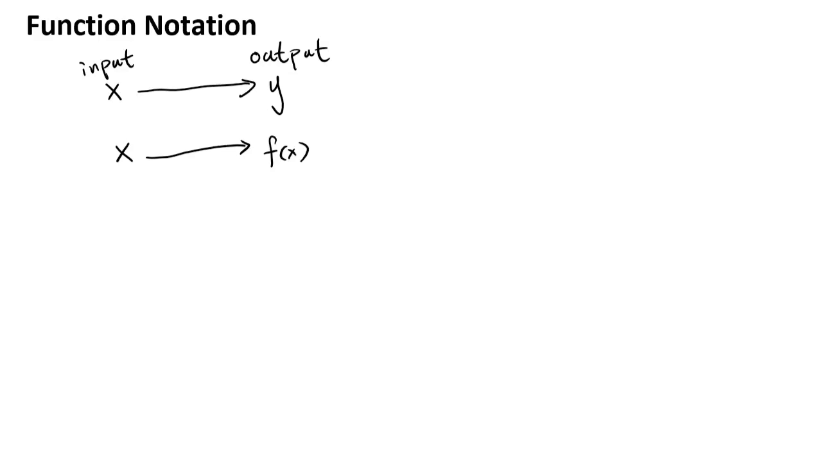So for a function f, say my input is 3, then 3 is mapped to its output. We can call it f of 3. So what is f of 3? That is the y value when x is equal to 3. So f of x and y here, they're exactly the same thing.